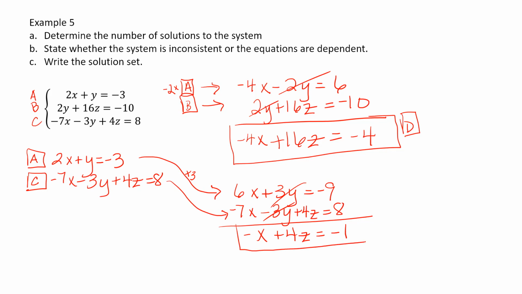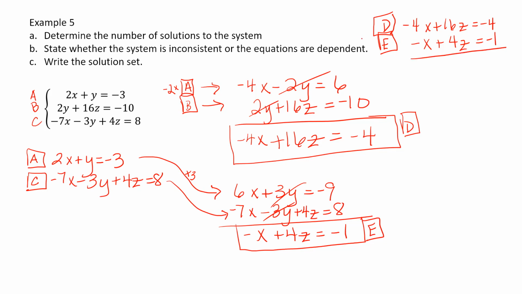All right, so I have equation D, negative 4x plus 16z equals negative 4, and then equation E, I've got negative x plus 4z equals negative 1. I'll multiply the second equation by negative 4. If I do that, negative 4x plus 4x will be 0x, and then I'll have 16z minus 16z, which will be 0z, and then I'll have negative 4 plus 4, which will be 0.